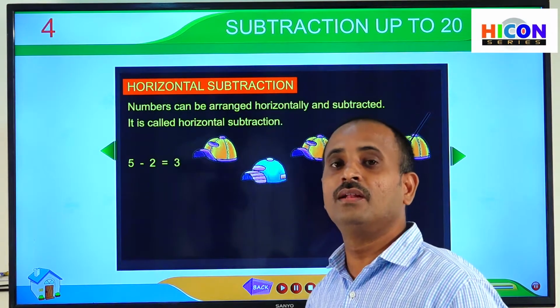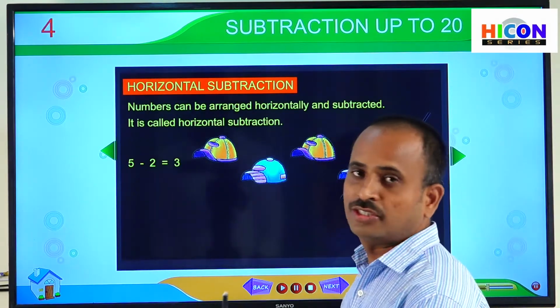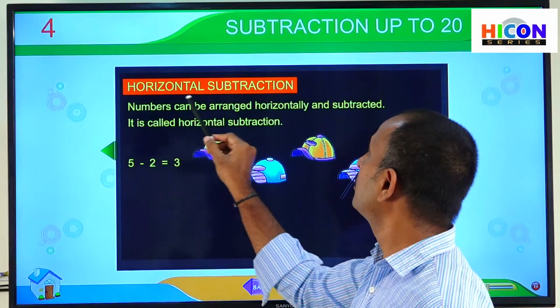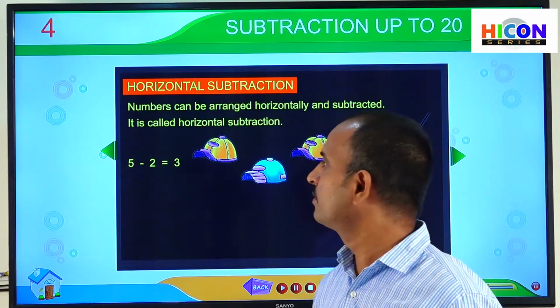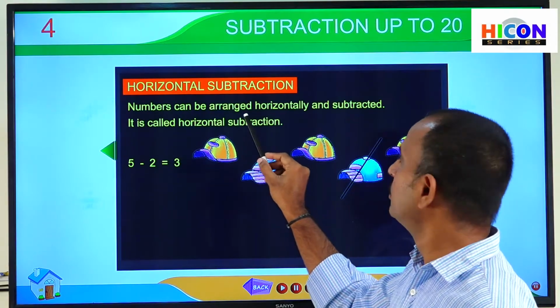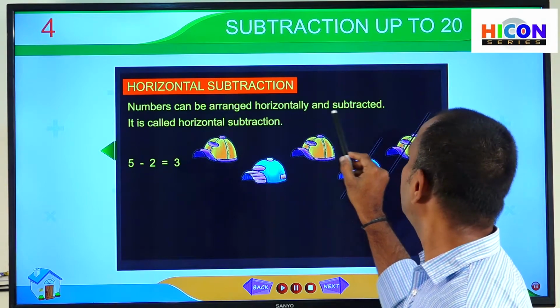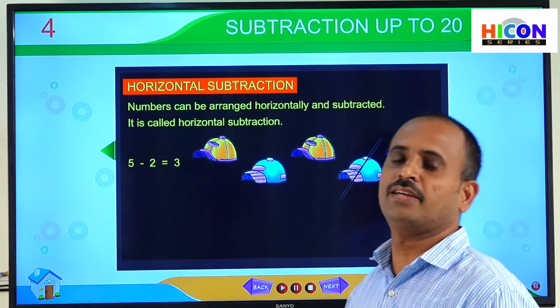So you have already learned about horizontal addition. In the same way, in this chapter also, there is a horizontal subtraction. So what is a horizontal subtraction? See the screen. Numbers can be arranged horizontally and subtracted. It is called horizontal subtraction.